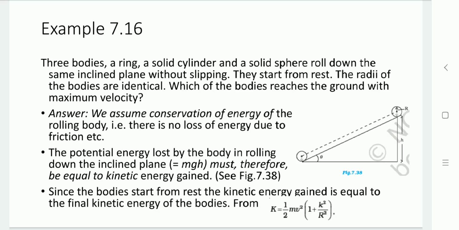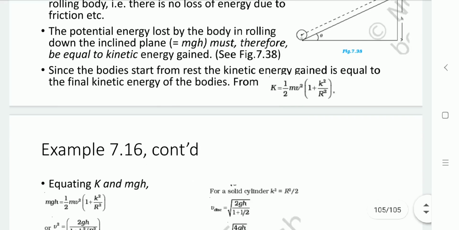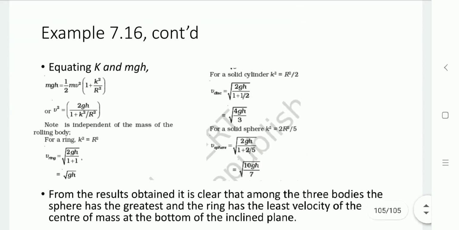The potential energy lost by the body in rolling down the inclined plane is mgh, which should be equal to the kinetic energy gained by the body. The total kinetic energy of the rolling body is K equals 1/2 m v square into 1 plus k square by r square. So mgh equals 1/2 m v square into 1 plus k square by r square. Let us make v the subject of the formula. So v square equals 2gh divided by 1 plus k square by r square.